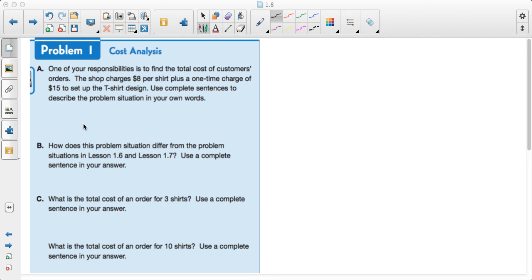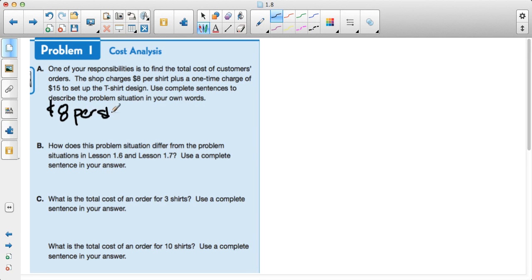So the problem asks you to describe the problem situation. Looking at it, you are going to have to charge $8 per shirt. And then you're also going to have a one-time fee of $15. So how does this problem situation differ? Go ahead and answer that. Pause me, answer that, and then check back on the answer.